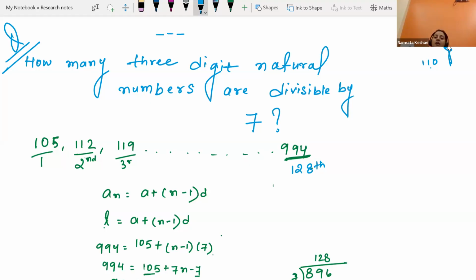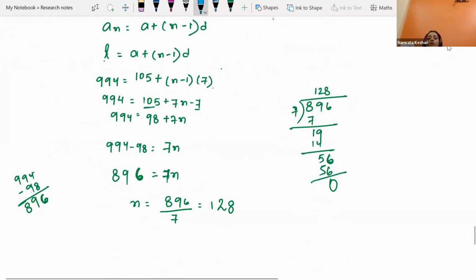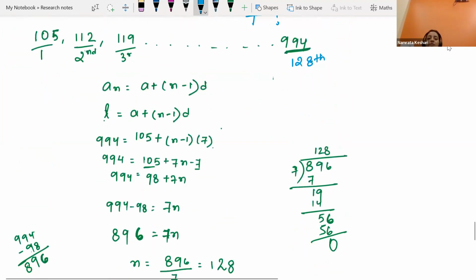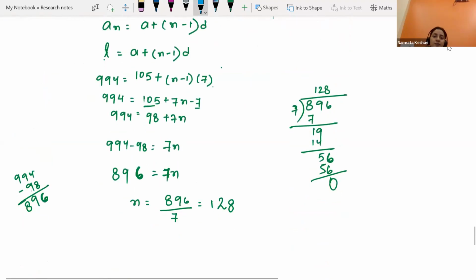Okay, now we just need to find at which place this 994 is sitting in our sequence. So you can use the last term formula or the nth term formula, and we will be getting n over here, that many terms we have in our sequence. Is it crystal clear, Zoha? Yes, ma'am, it's clear.